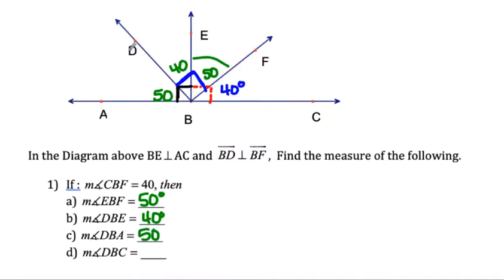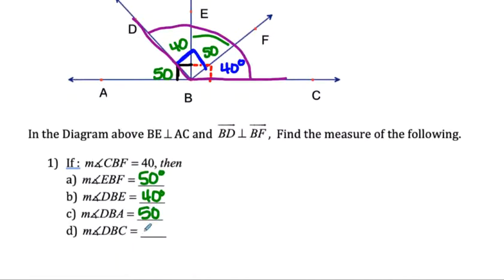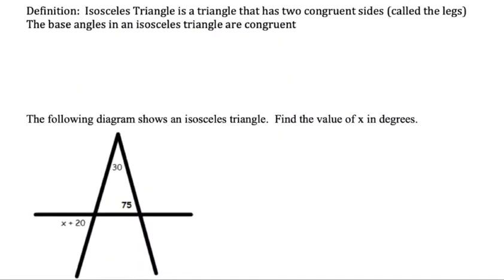All right, now DBC. Let's look carefully here. From D to B to C. That means I want all of these angles added up. I'm going to use the angle addition postulate, and I'm going to do 40 plus 40 plus 50. So 80 plus 50, which is 130 degrees. So it is an obtuse angle, and it even appears to be obtuse. All right, so that's how you use perpendicular lines and vertical angles.